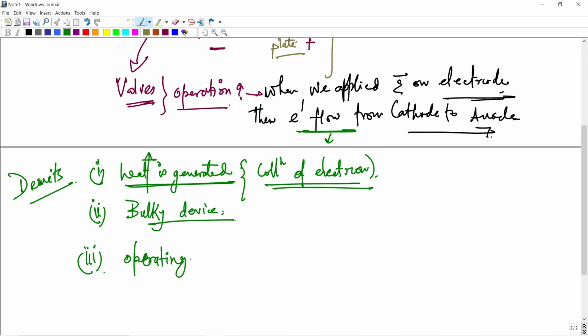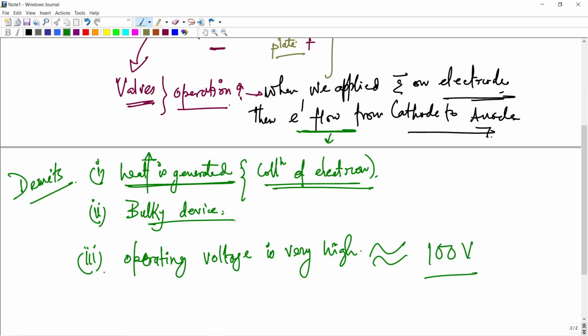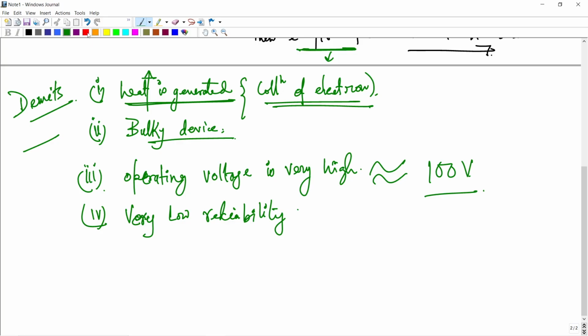The operating voltage is very high, approximately more than 100 volts. And there is very low reliability. These are the demerits of bulbs or vacuum tubes. That's why the invention of the transistor is very important. So now we jump into the modern era. The transistor era is called the modern era, after the 1950s.